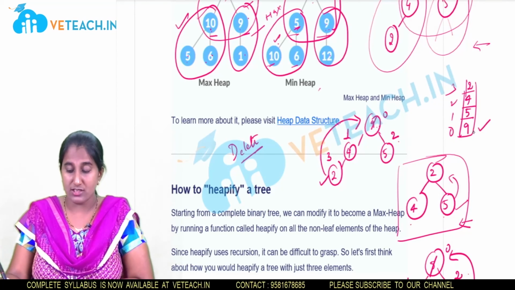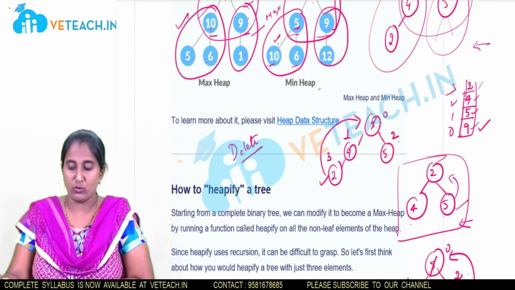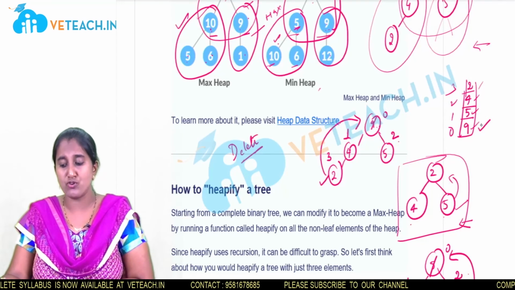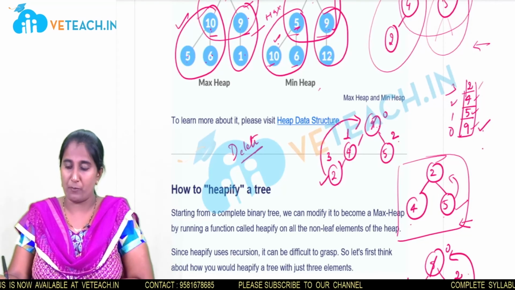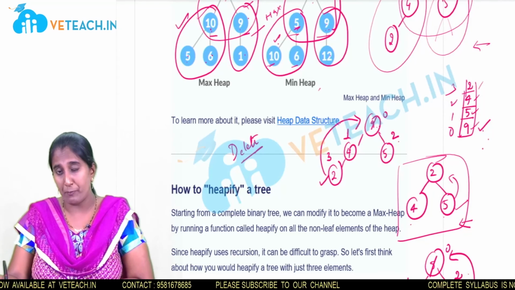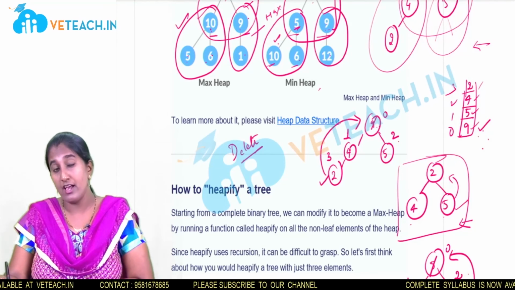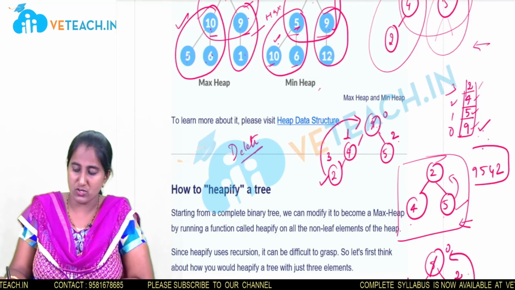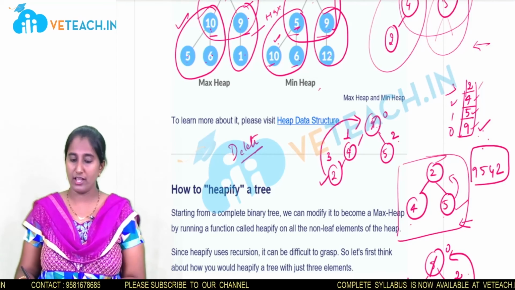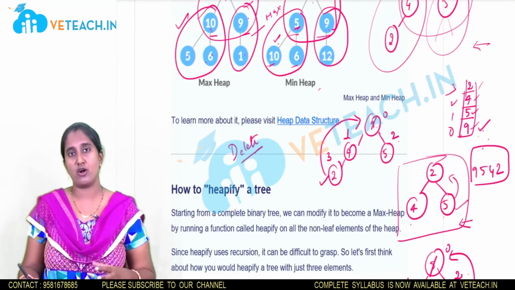Okay, so this is the order 9, 5, 4, 2, which means I have stored it in descending order. Why? Because I have followed the max heap property. If I follow the min heap property, then the elements will be in ascending order. So 9, 5, 4, 2 is also a sorted order. Okay, this is how heap sort works.